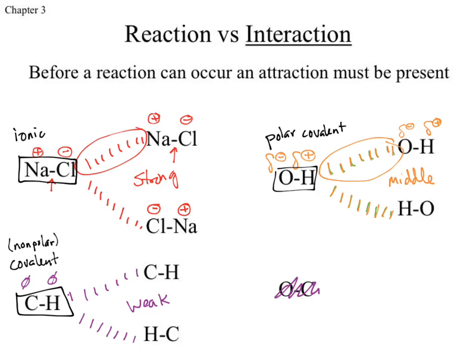What's our definition for polar covalent? What we talked about already and summarized, whenever we have a bond between oxygen, nitrogen, or a halogen to anything else, we've got a polar covalent bond. Well, oxygen to hydrogen, that classifies.